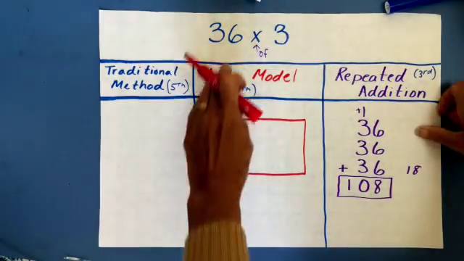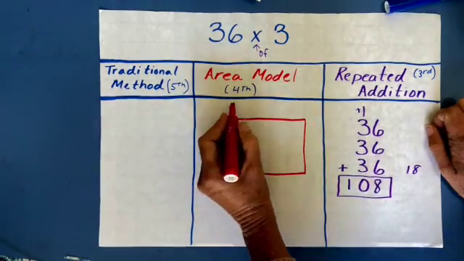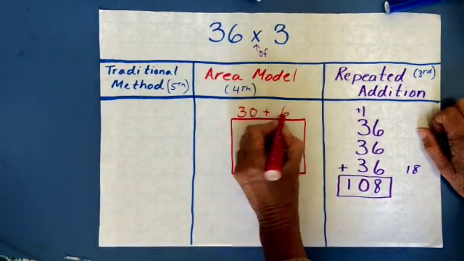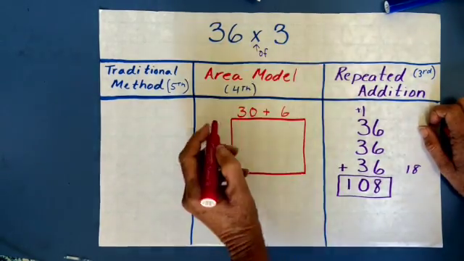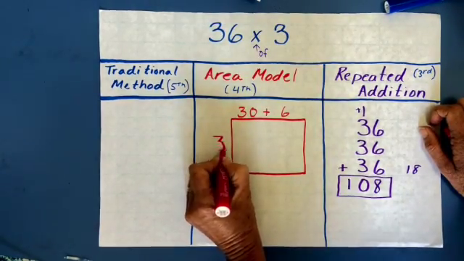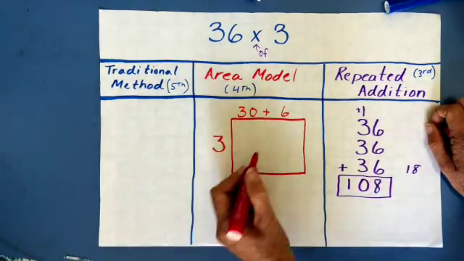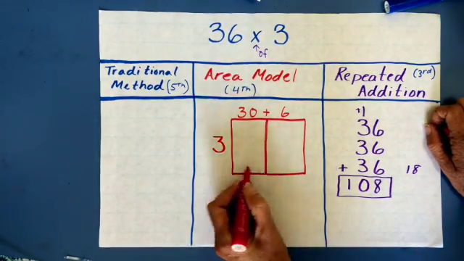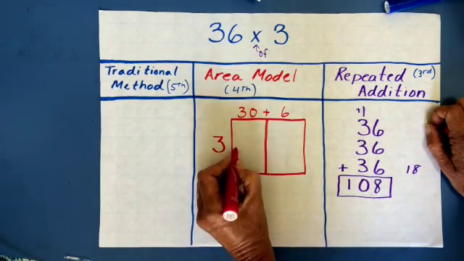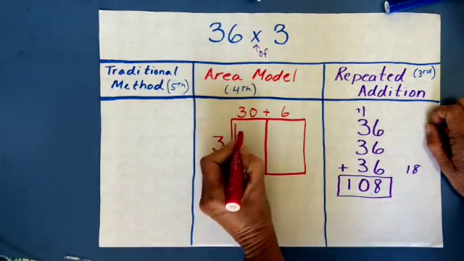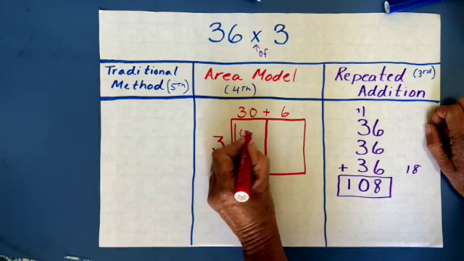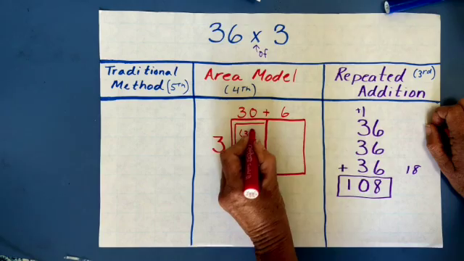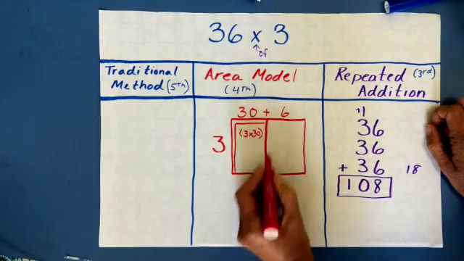Area model, remember I take the 36 and I write it in expanded form, which is 30 plus 6, and then I write the 3 in expanded form. It is in expanded form basically. I write that, and then wherever I see a plus sign, I draw a line. Okay, so now I'm going to find the length of this side, which is 3. So I have 3 times this side, which is 30.